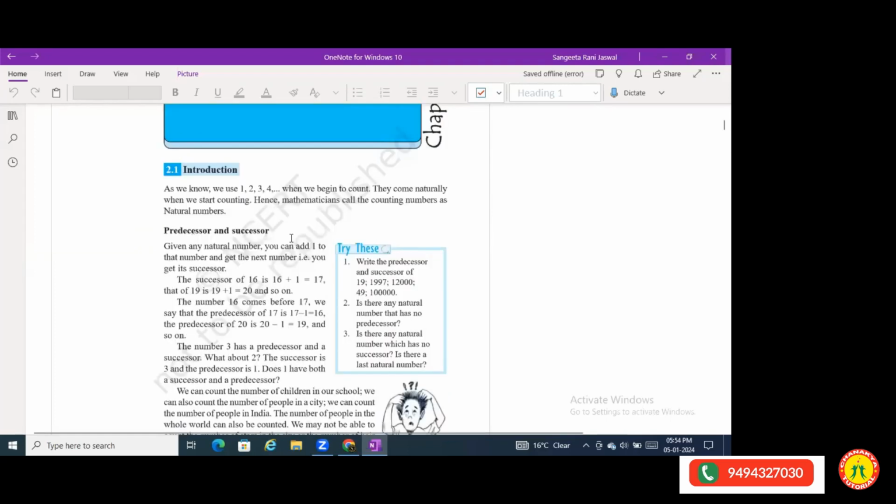Now first thing is predecessor and successor. Successor means the number which comes after. After 2 we have 3, so 3 is the successor of 2. Predecessor means the previous number, the number which comes before. 1 is the predecessor of 2. Suppose I have a number 27, 28 is the successor of 27 and 26 is the predecessor of 27. Please be loud, somebody is saying something.